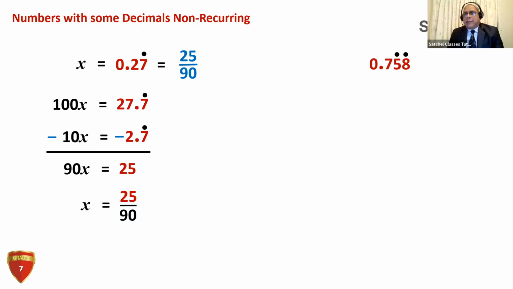0.758, where 58 is the only recurring digits. Okay, how do I convert them into a fraction? Let's first assume that number to be x. The first step is simple. Because there are 3 digits, we multiply that by 1000.